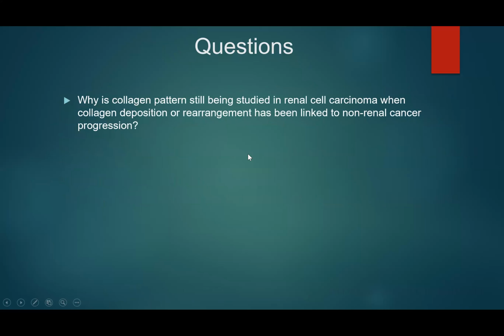And one of my questions is why is collagen pattern still being studied in renal cell carcinoma when collagen deposition or rearrangement has been linked to non-renal cancer progression?